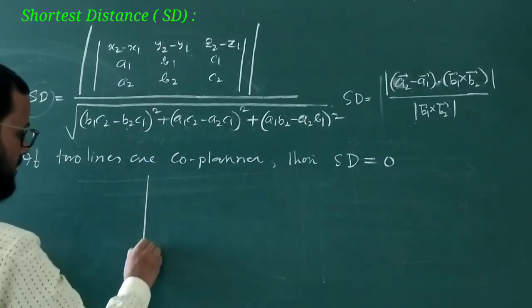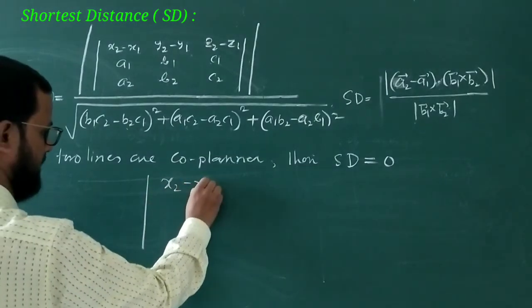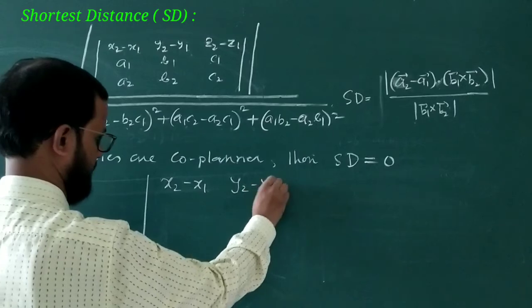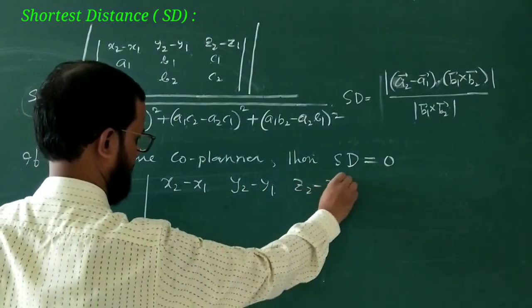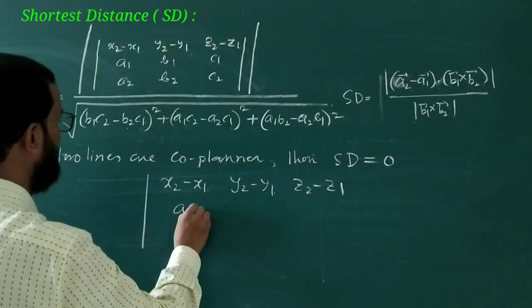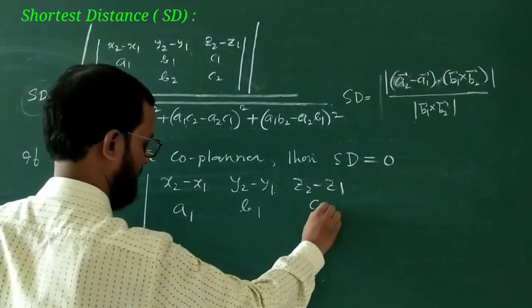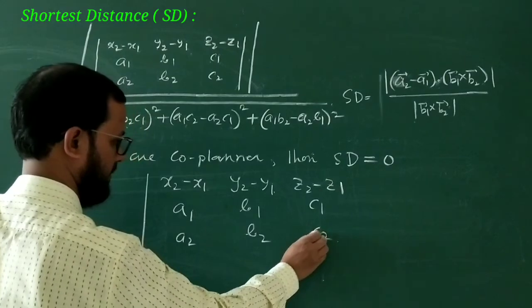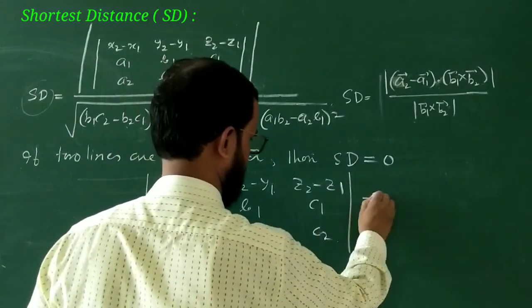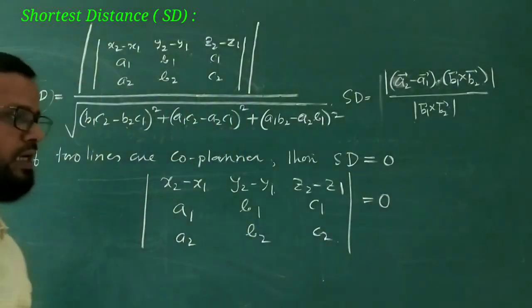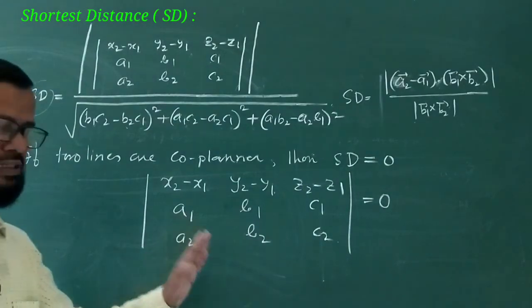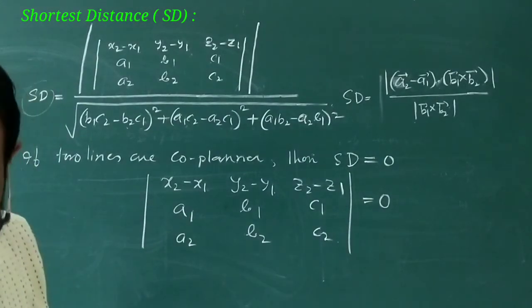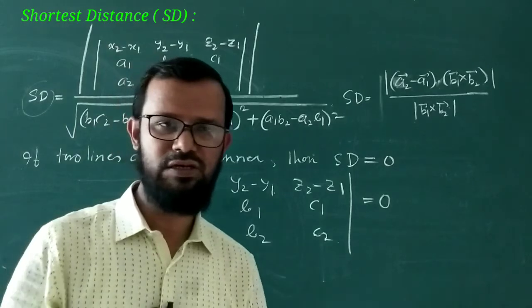The determinant with rows x2 minus x1, y2 minus y1, z2 minus z1; a1 b1 c1; a2 b2 c2 is equal to 0. Understood? So finally, this is the condition that two lines are coplanar. It's very, very interesting.